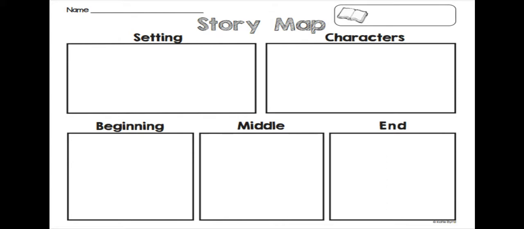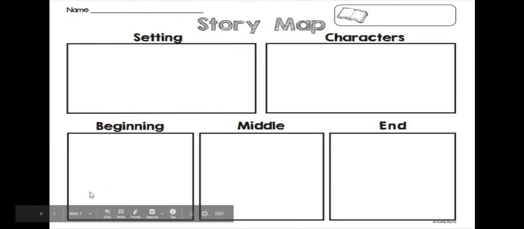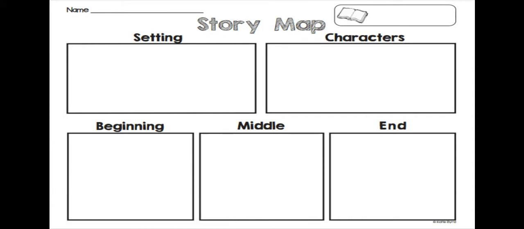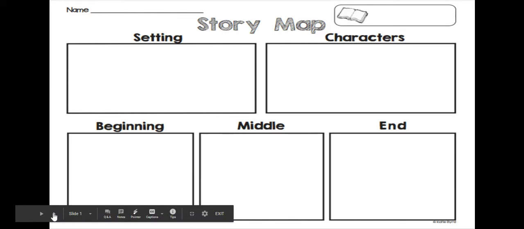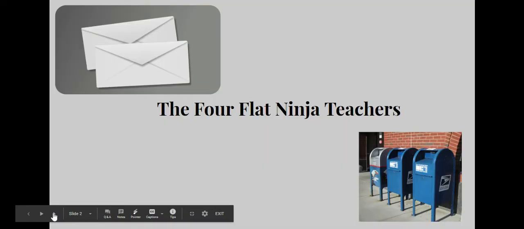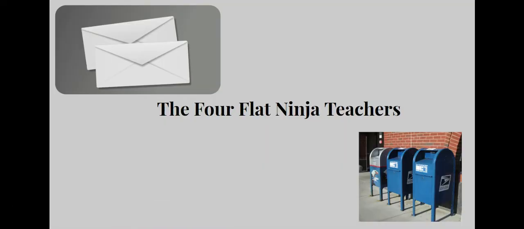And I'm going to show you what this looks like and how we would fill out a story map for a story that was mailed to your house this week by the first grade teachers. And hopefully you know what I'm talking about. It is the story of the four flat ninja teachers. So I'm going to read this story to you.